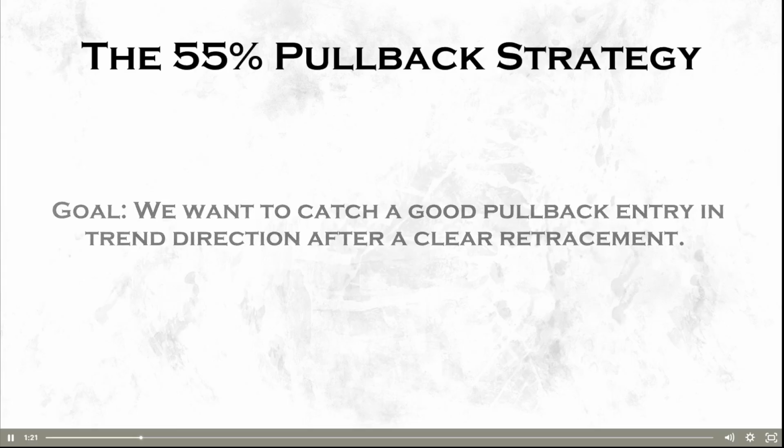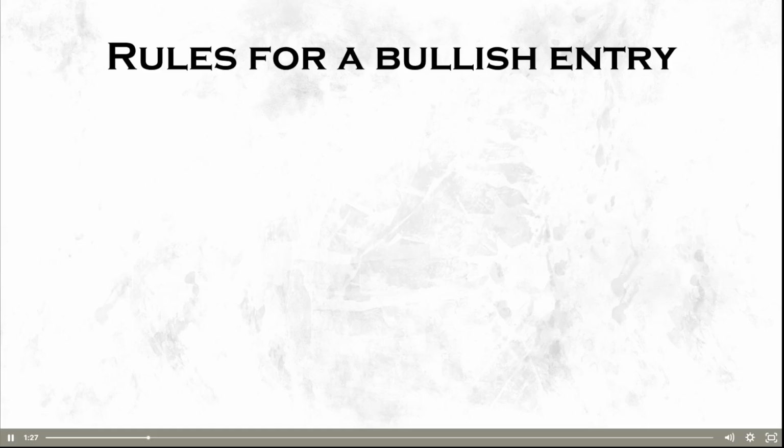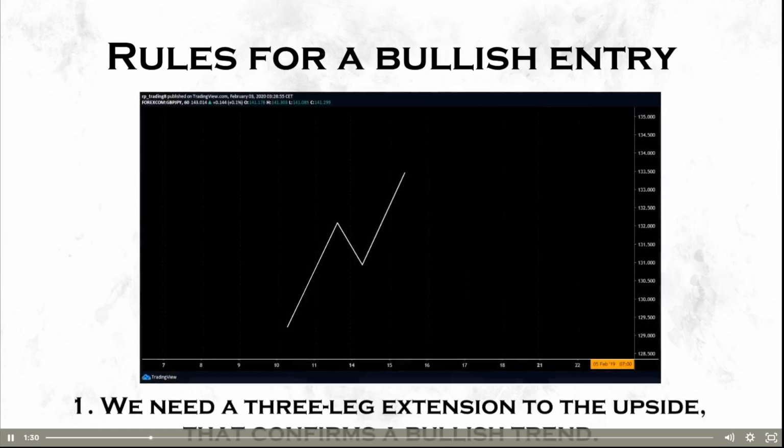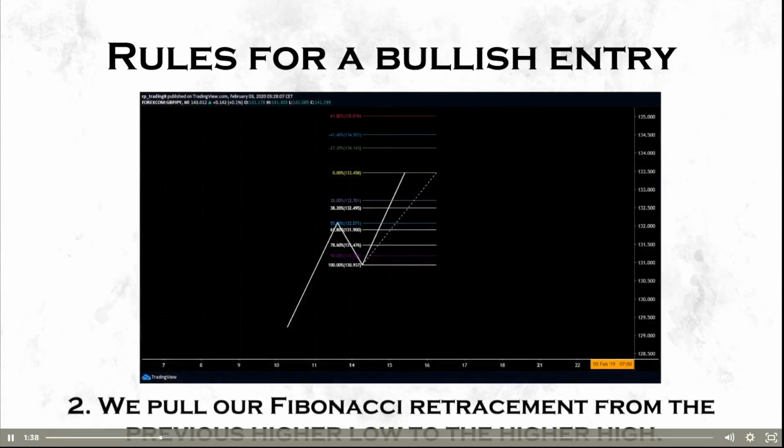Then we have to set up some rules. So rules for bullish entry could be, the first rule is we need a 3-leg extension to the upside that confirms a bullish trend. The second rule is we pull our Fibonacci retracement from the previous higher low to the higher high.